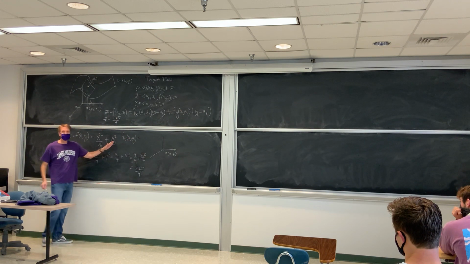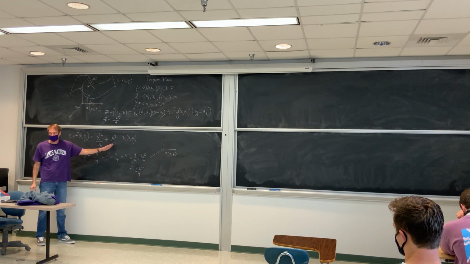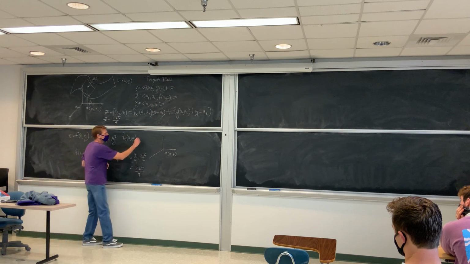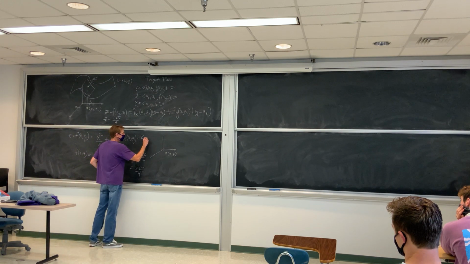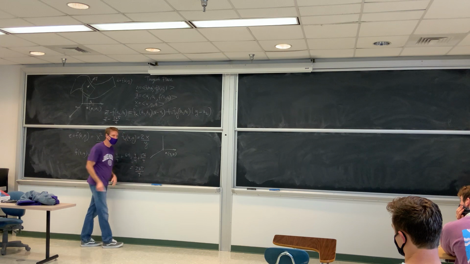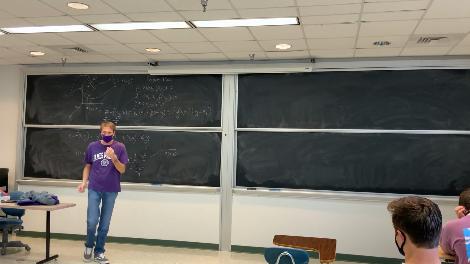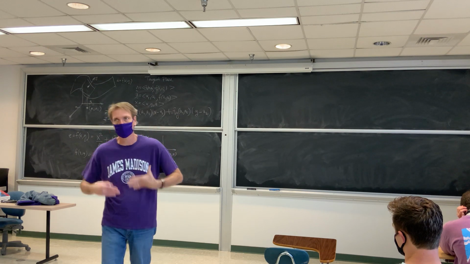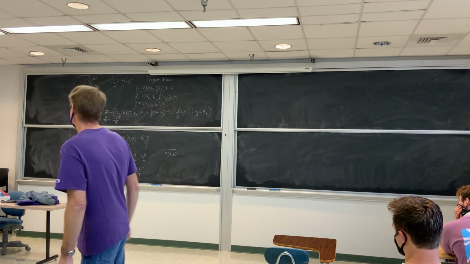what's going to happen with that guy? He's going to go away. That's 0. And here, the 1 over y is a constant. So I'm just going to get 2x over y, because the 1 over y is just a constant.